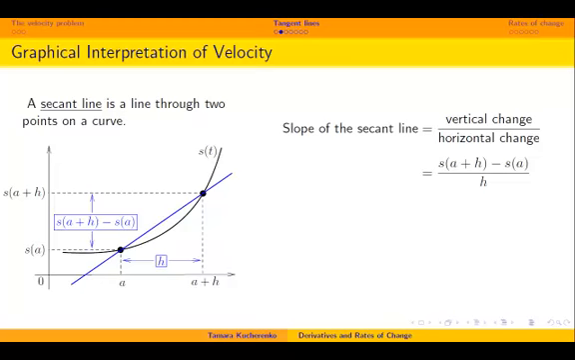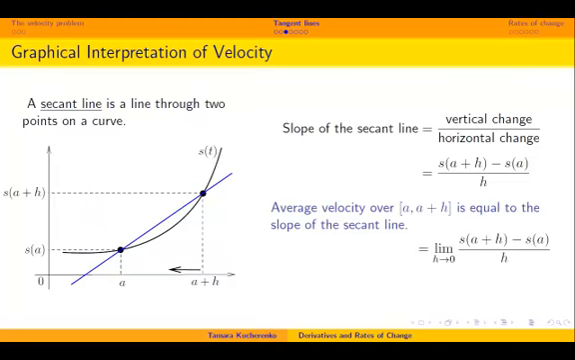Notice that this is exactly the ratio we used to define the average velocity over the period from t equals a to t equals a plus h. Therefore, the average velocity is equal to the slope of the secant line. Let's see what happens as the time interval gets smaller. In other words, let's find the limit when the size of the interval h approaches 0.